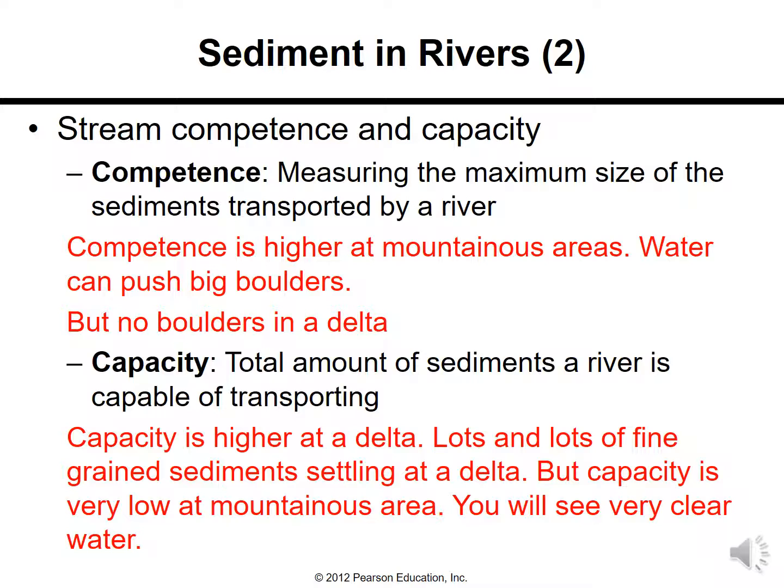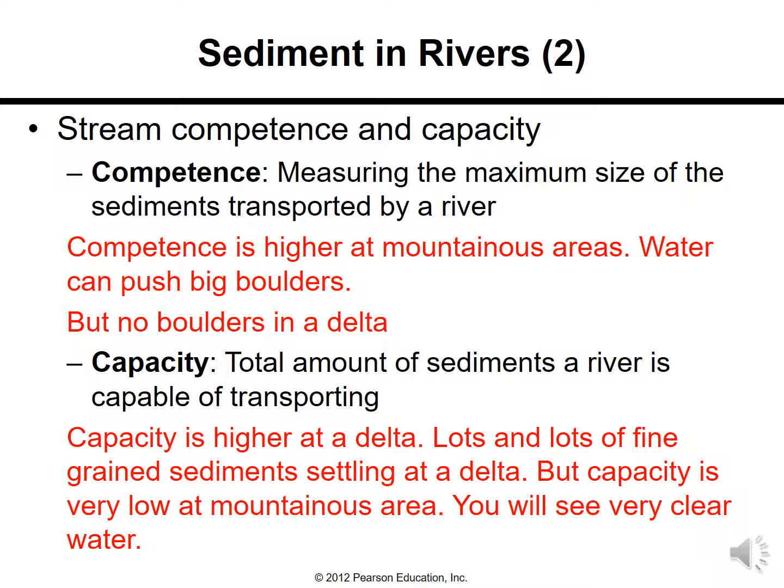Stream competency and capacity. These are two important words when you come to talk about streams or rivers. Competence is measuring the maximum size of the sediments transported by a river. If I say competence is higher at mountainous areas, that is correct, because the water can push big boulders at mountainous areas, but you don't see big boulders in deltaic regions.